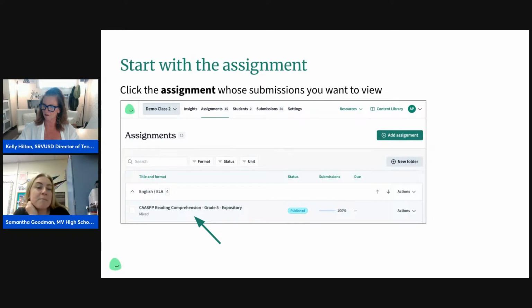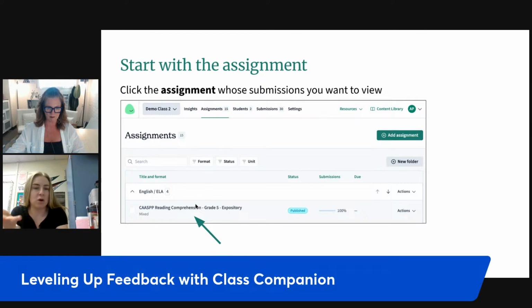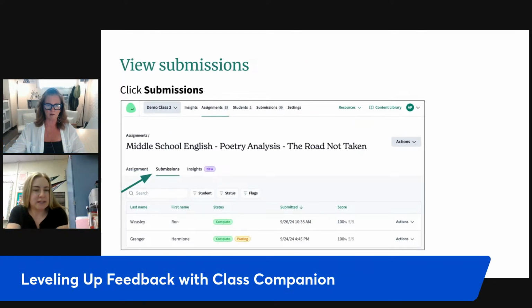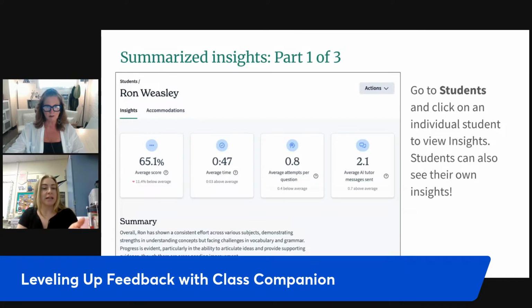show you it. But when you go to your assignments, so for example, there's a CASP reading comprehension for grade 5, you can click submissions and you can see how the student did. It'll give the score when they submitted. It will even give you flags of pasting or things of that nature. And you can take a look at summarized insights.